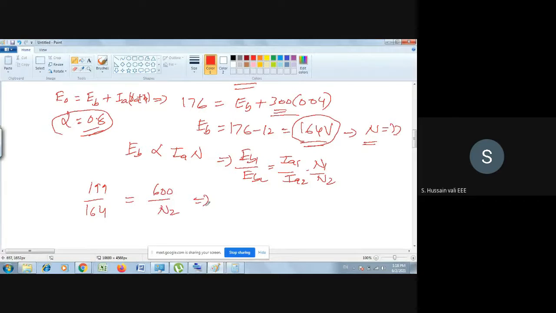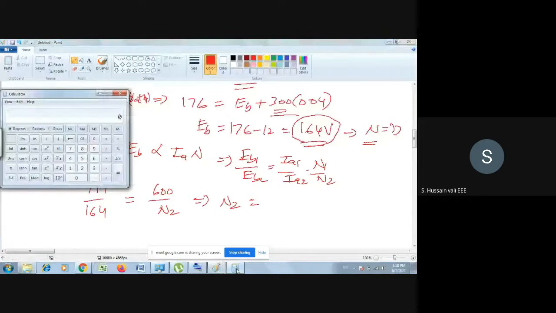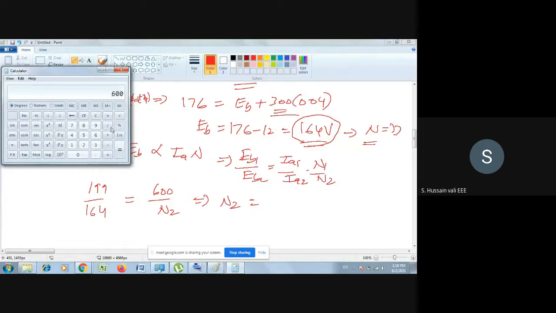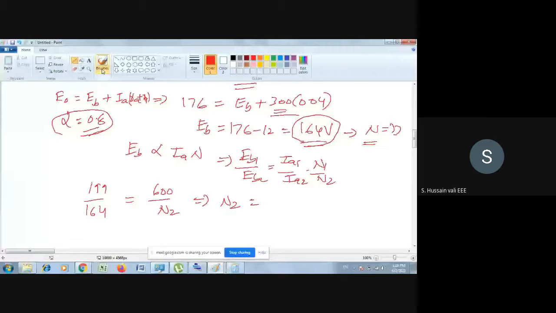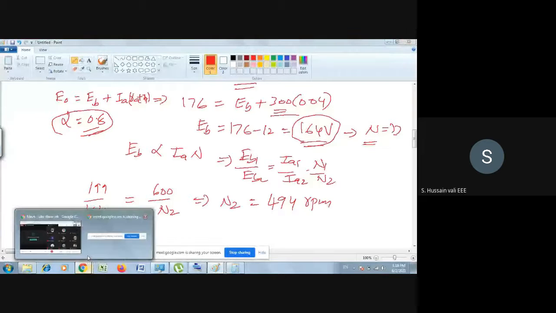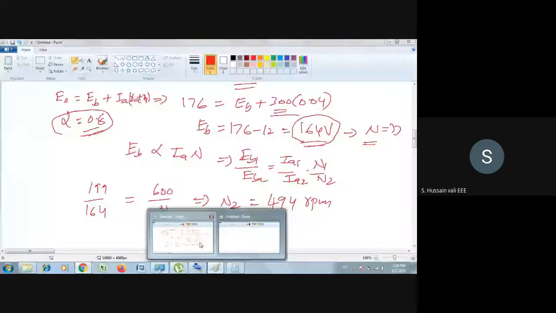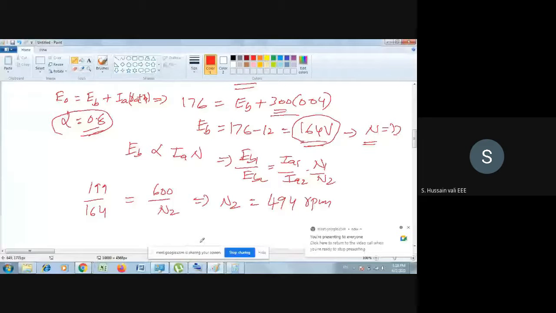So what is N2 from this equation? 190 into 164 ... approximately we got 494. Yeah, that's it. So we got the first question, that we got approximately this value. Then we'll go to the next question.